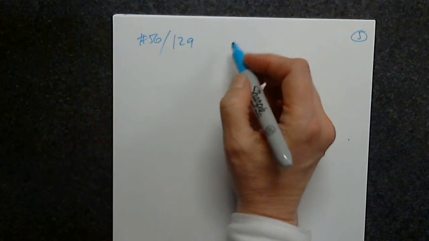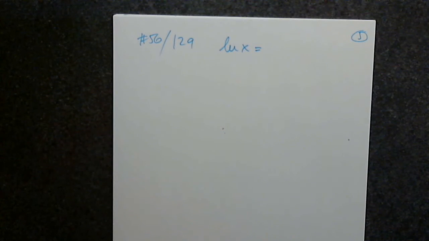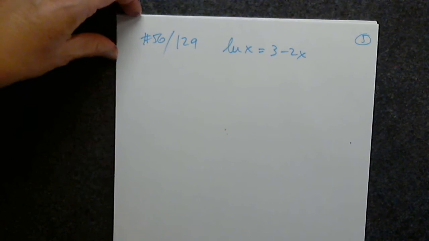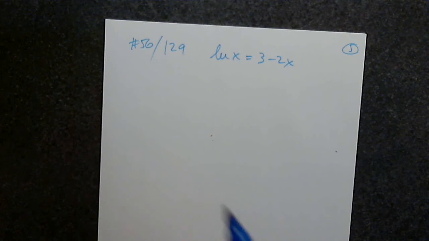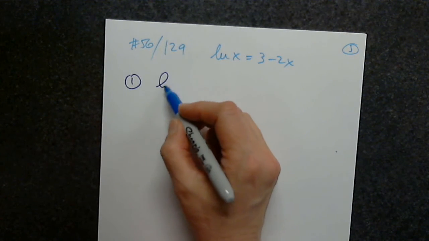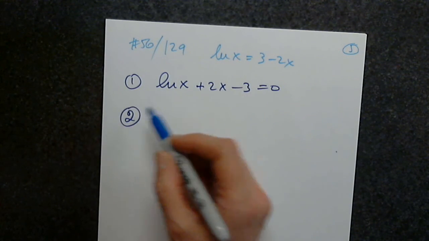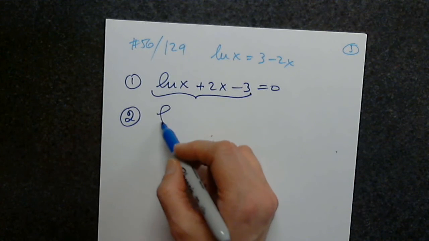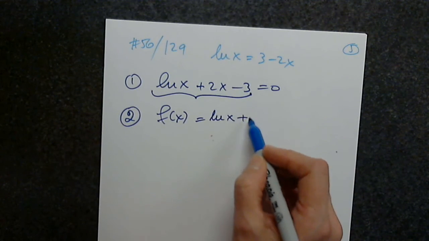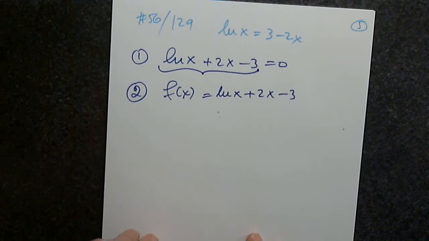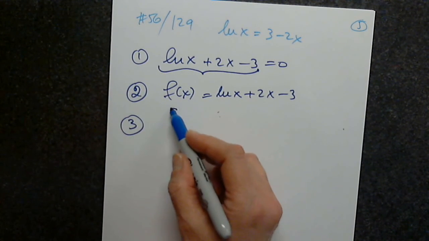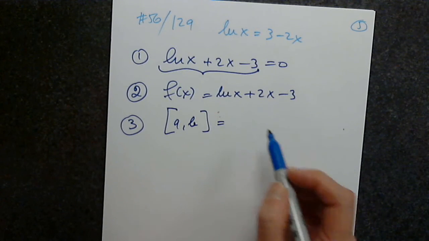And that is on page 129. And the equation, one more time, is natural log x. I think it's 3 minus 2x, yes. So I'm asked to solve this equation. First step, set it equal to 0. Natural log x plus 2x minus 3 equals 0. Step number 2, I denote this by f of x. In step 3, I find an interval a comma b where there is a solution.